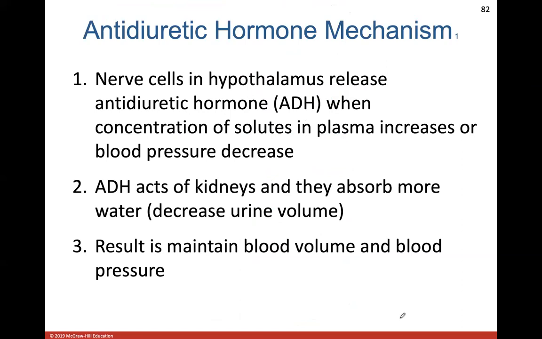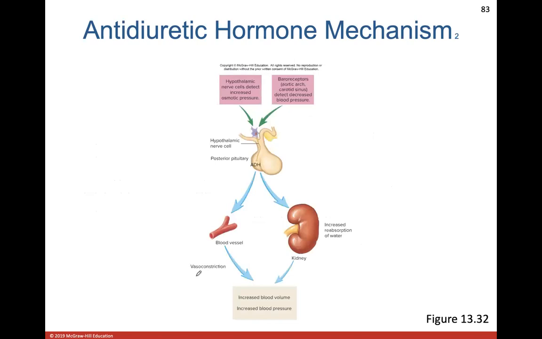ADH, the antidiuretic hormone mechanism. We talked a little bit about this already because it's used in the angiotensin-aldosterone system, but nerve cells in your hypothalamus will release antidiuretic hormone when concentration of solutes in your plasma increases or blood pressure decreases. And ADH will tell your kidneys to absorb more water. So that means that you'll urinate less frequently because the water is being absorbed back into the kidneys. And this results in a maintenance of blood pressure and blood volume. So that's how antidiuretic hormone works. Released from the posterior pituitary, this is ADH, telling your kidneys to retain more water.